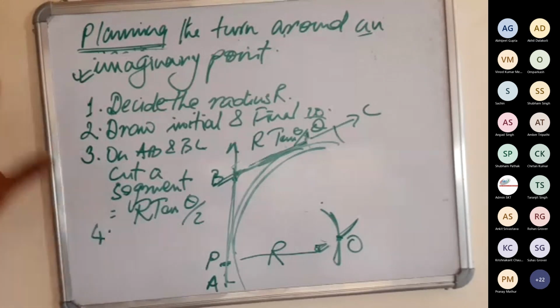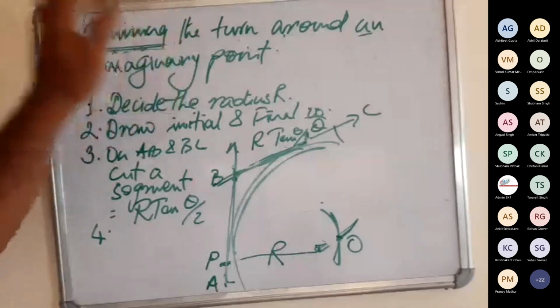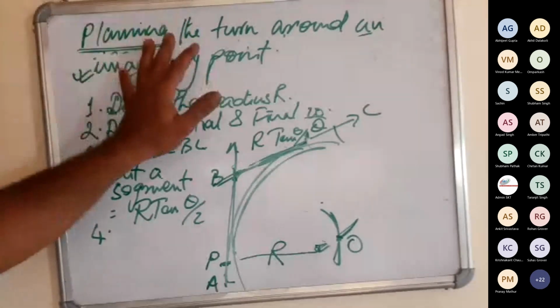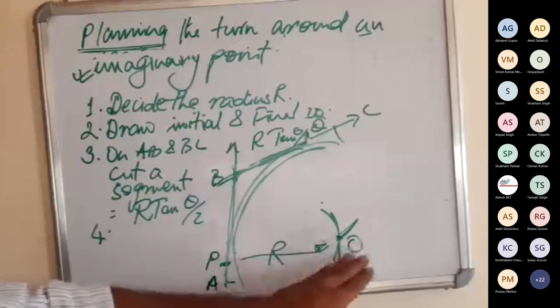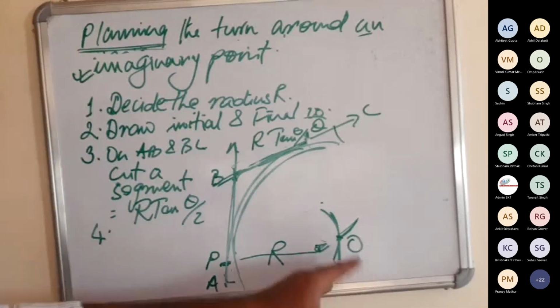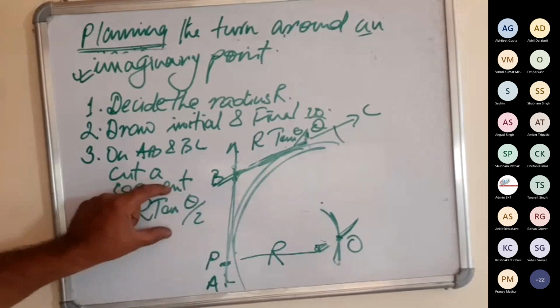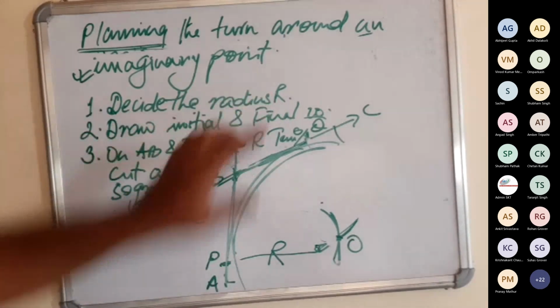So there are two methods of planning. One method is turning around or planning the turn around a radar object. Second method is turning around an imaginary point जिसमें center नहीं था, लेकिन हमने center निकाला. कैसे निकाला? R tan theta by 2 करके निकाला.